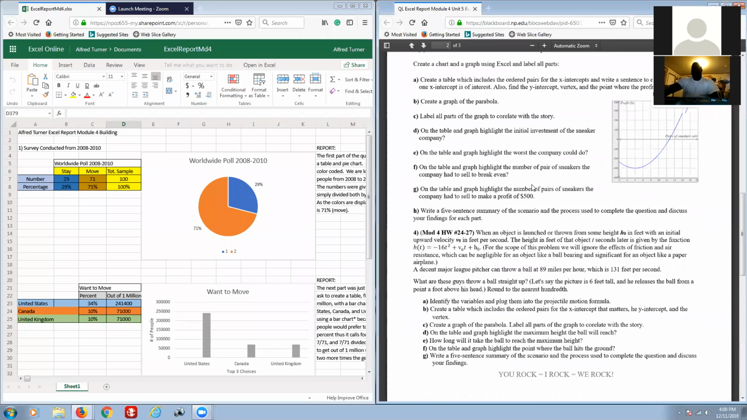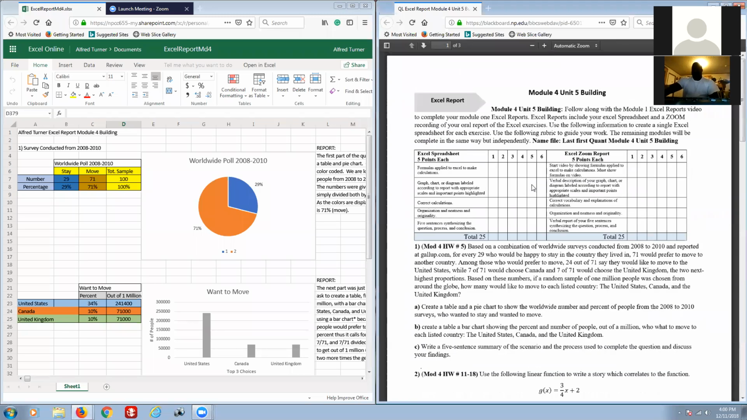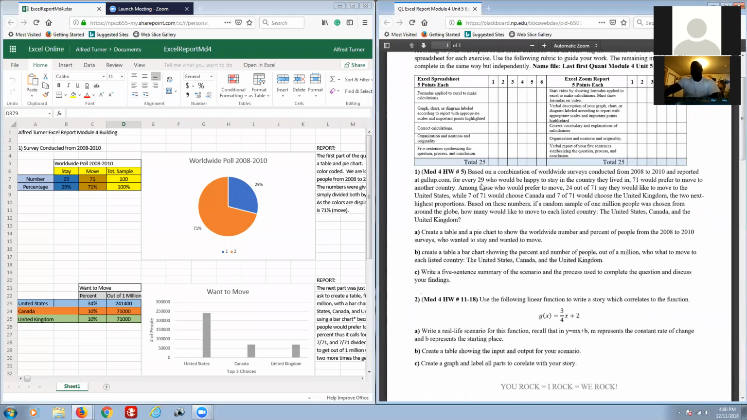Spencer class. Going over my Excel report, module 4, unit 5, building. Dive right into it. Based on the combination of 4 surveys conducted from 2008 to 2010, for every 29 people who would stay in the country they live in, 71 would prefer to move to another country.